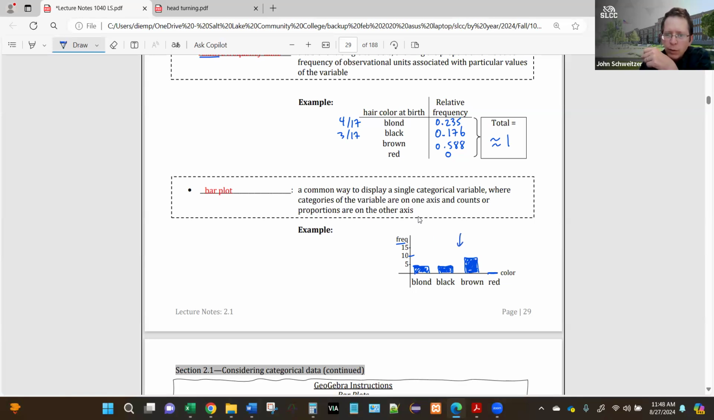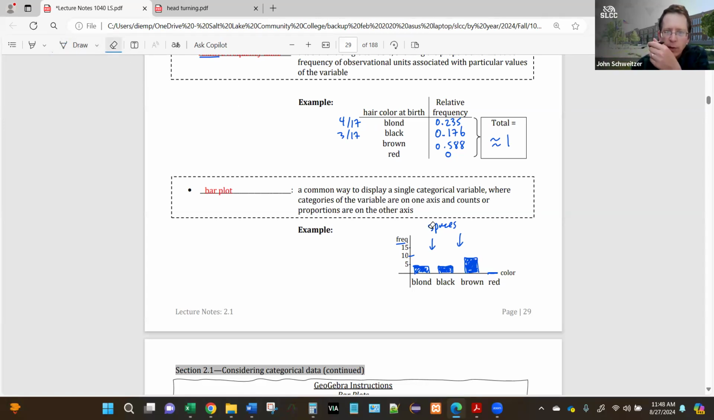Notice we have spaces between the bars. The spaces there just emphasize the fact that this is categorical. That horizontal axis isn't a number line. We have categories there, and it'll become more relevant when we get to quantitative data, to our histogram, why we want to have spaces for the bar plot, but no spaces for the histogram. So just be aware that we want to have little spaces there, emphasizing the fact that we have a bar plot. Any questions there so far about categorical data?